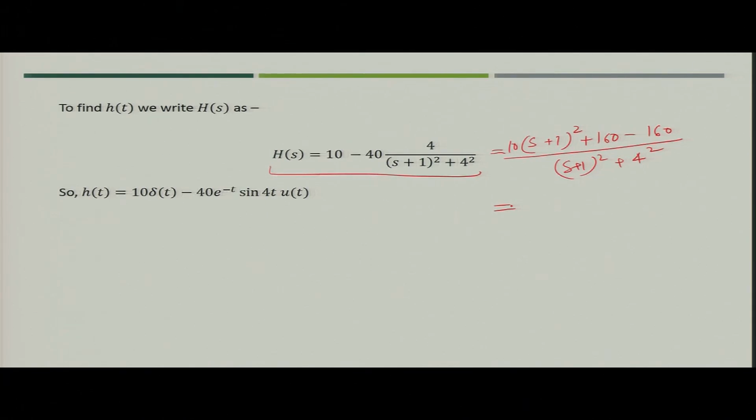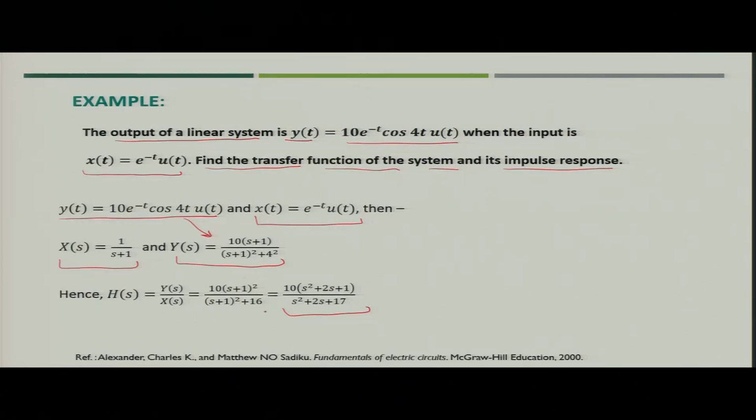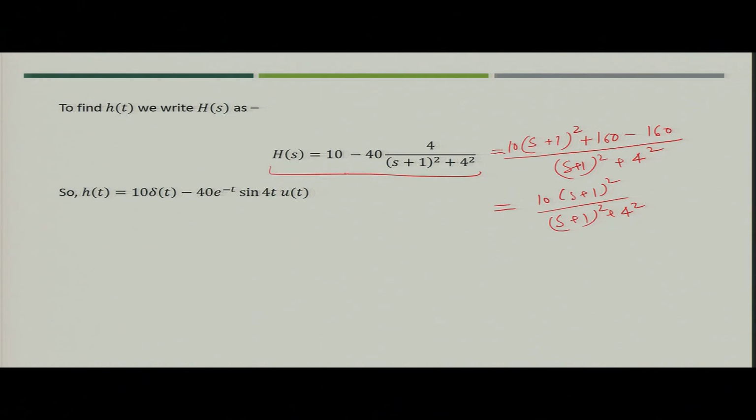So, now if you rearrange, it will become 10 into (s plus 1) square upon (s plus 1) square plus 4 square, which is nothing but our original transfer function. It means that 10 into (s plus 1) square upon (s plus 1) square plus 4 square can be arranged in this form.